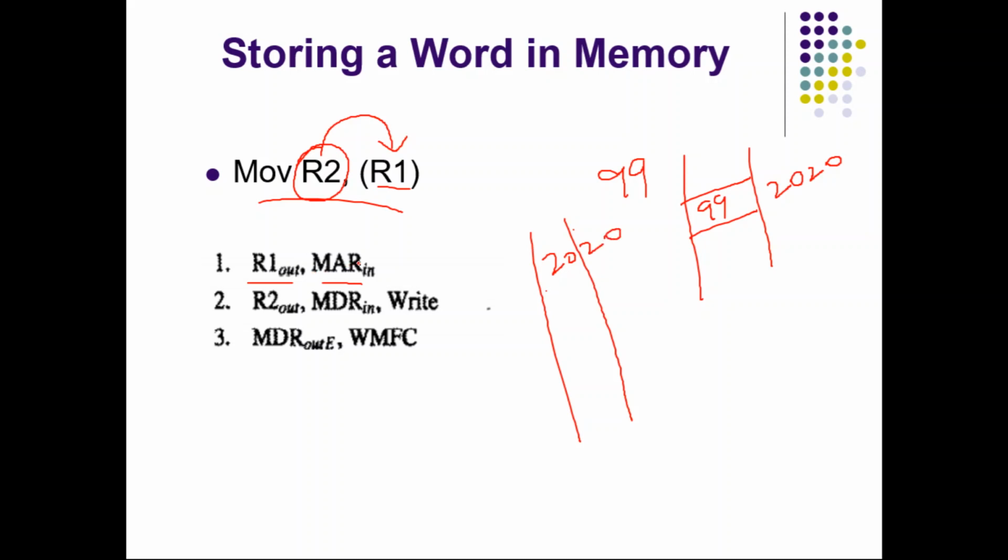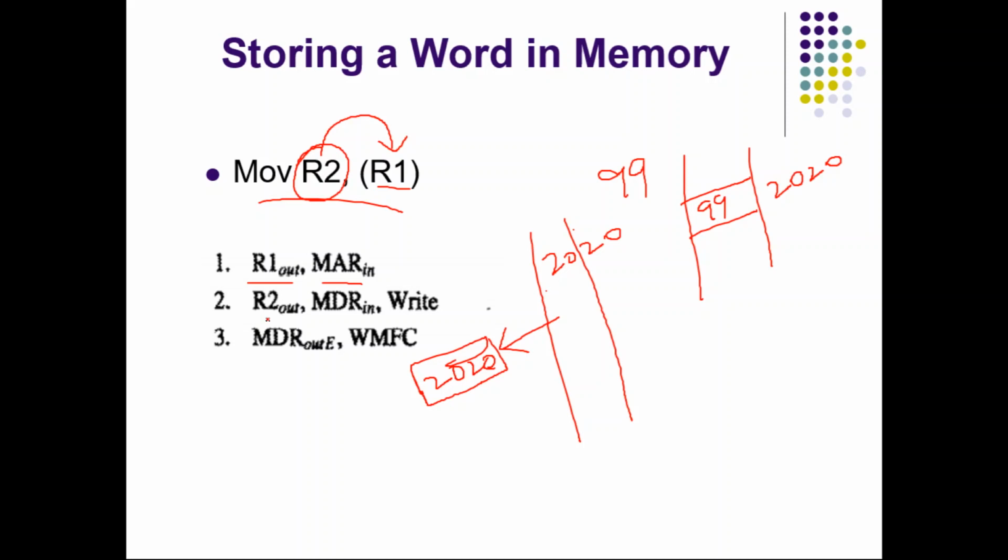But during the same clock cycle, you are also giving MAR in. So here is MAR. MAR in means read from the system bus, take input from the system bus. So this 2020, this address, will now come to MAR. Okay, right? Then what are we doing?